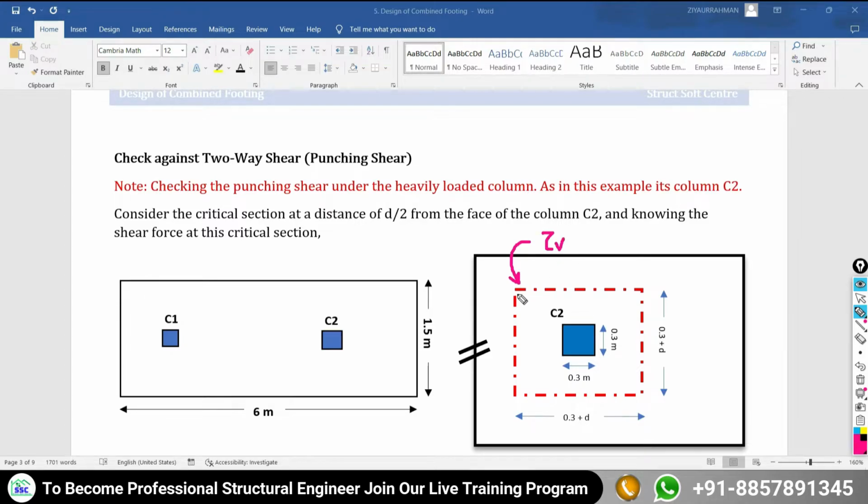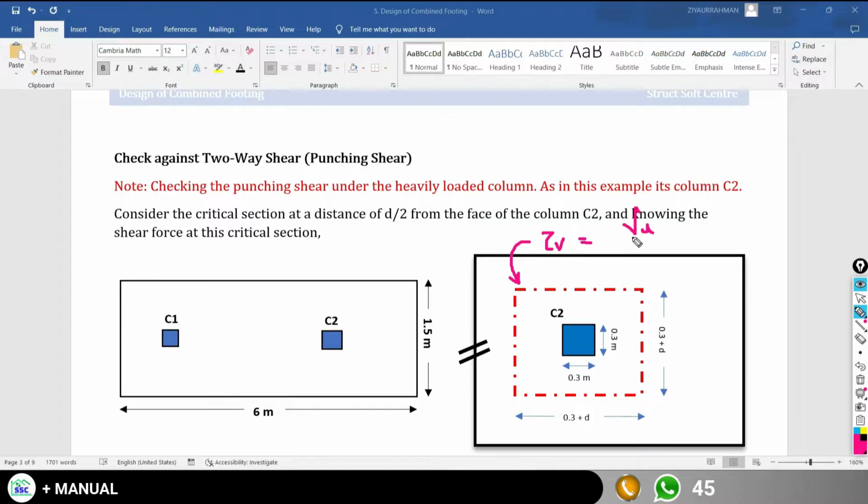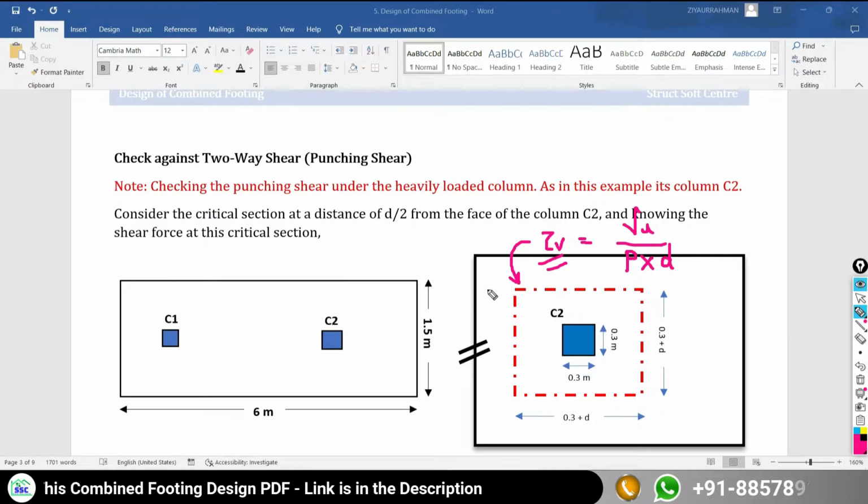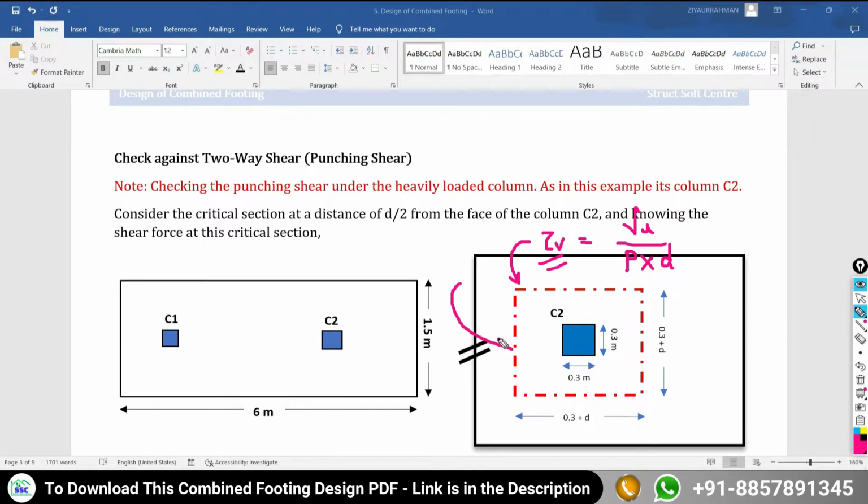So here actually what we need to do, we have to find out the nominal shear stress at this critical section. The formula is: shear force at this critical section, the ultimate shear, divided by perimeter multiplied by the depth of the foundation, the effective depth. This will be your nominal shear. And as per IS 456-2000, you have to find out the critical shear at this section.